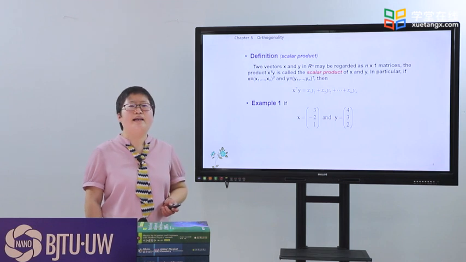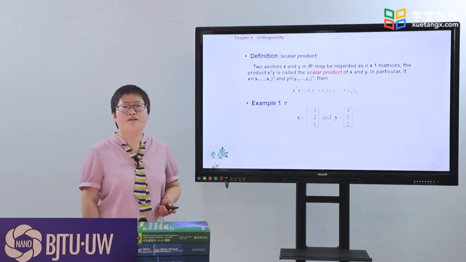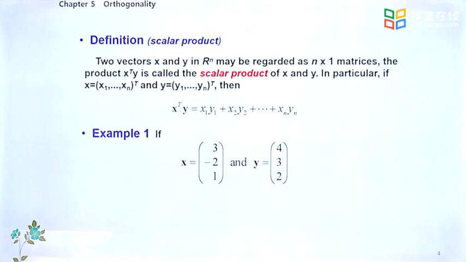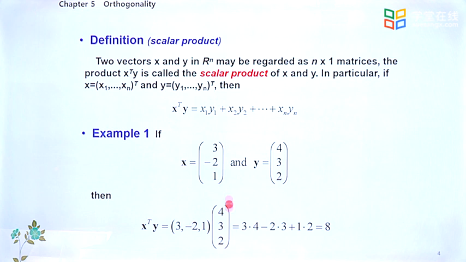In this example, given x and y are 3-dimensional column vectors, then we know that the scalar product of x and y, x transpose y, just equals this row vector, 3, minus 2, 1, times this column vector. By the matrix multiplication, you immediately know that the result is 3 times 4 minus 2 times 3 plus 1 times 2 equals 8.